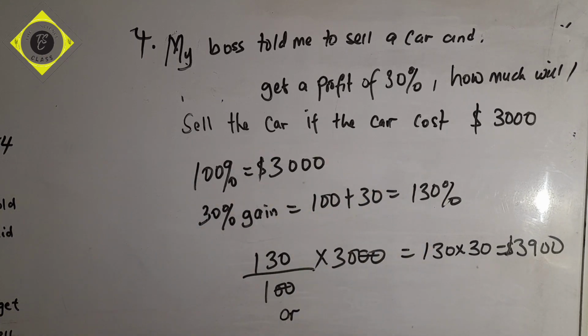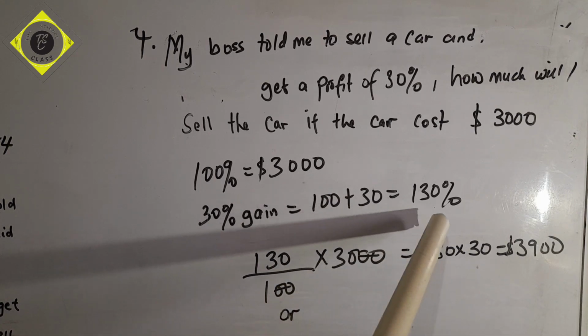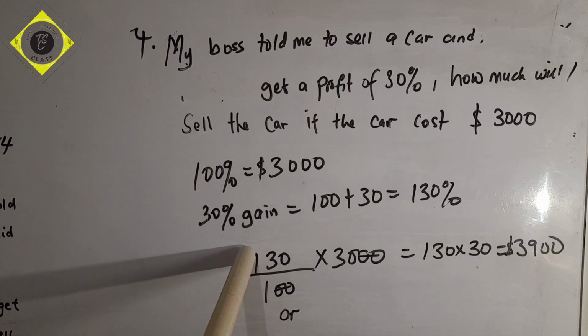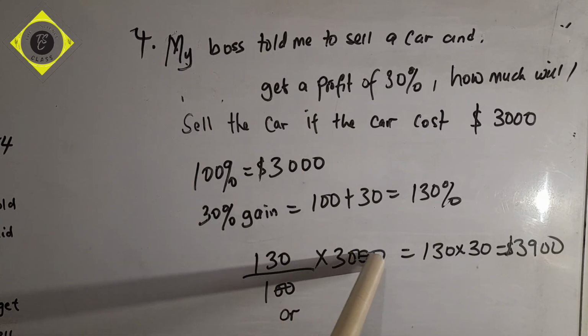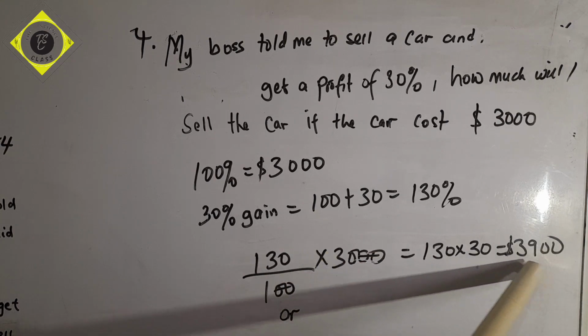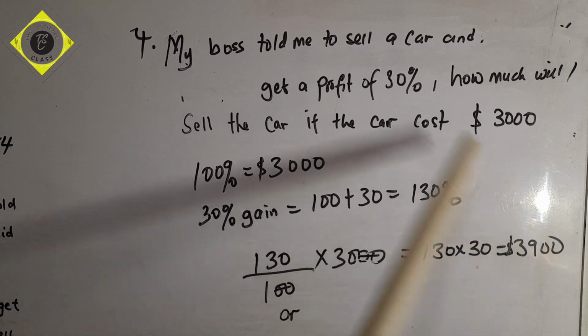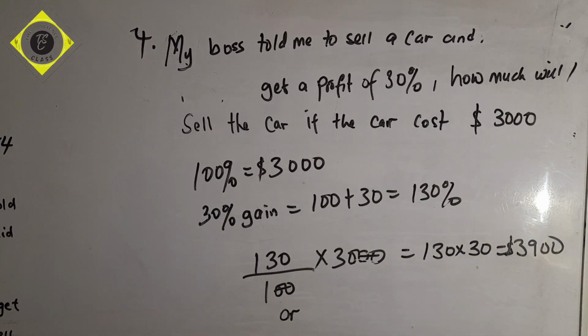So how much you need to sell the car to get a 30% increment or profit is to just add 30 to 100 and get 130%. So by the time you do 130 over 100 times the amount, which is 3,000, you get the amount you're supposed to sell the car, 3,900 directly. I think this is very, very straightforward and simple. Whatever percentage you want to add as gain, just add it to 100. Then do that percentage over 100 times the amount. Then you get your answer.